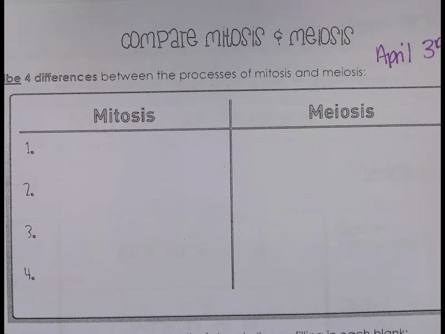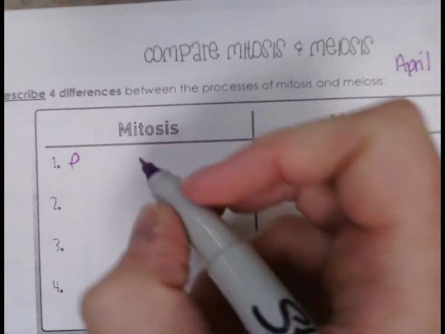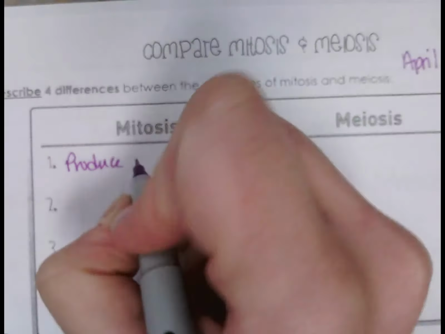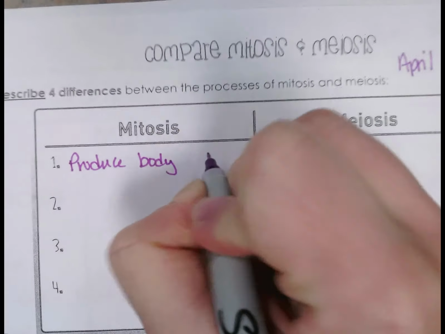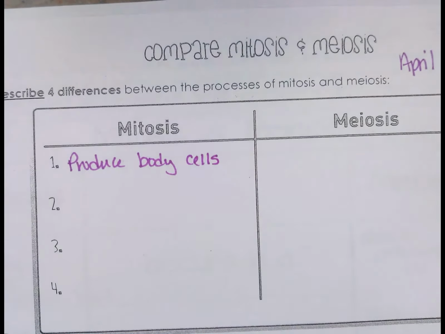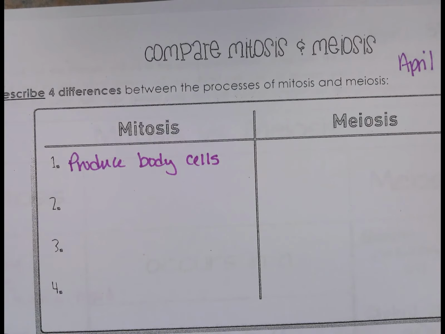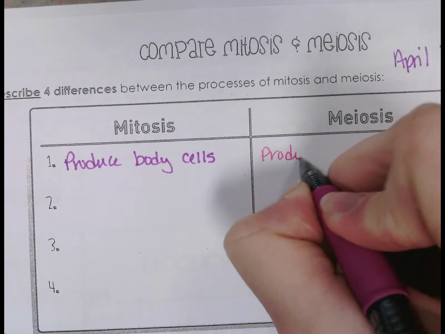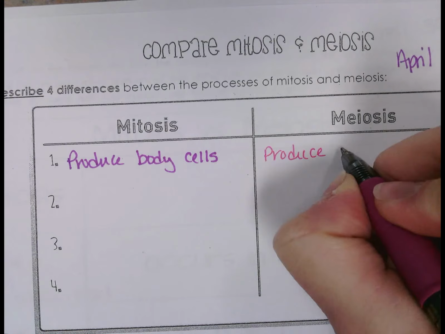So mitosis is going to produce body cells. That is the function of mitosis, is to produce body cells. Right? That is the main goal of mitosis. Well, meiosis is going to produce gametes.